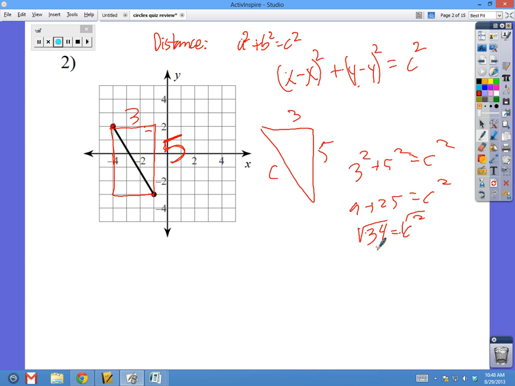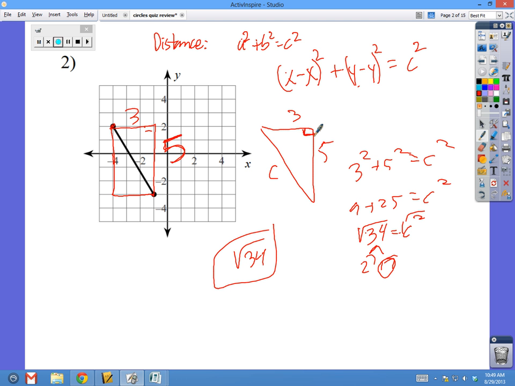Is anything going to pull out of 34? 34 is 2 and 17, and that's done and that's done. So nothing is going to come out of the square root of 34. So your answer, the distance, is the square root of 34, and it is based on Pythagorean's theorem. So at least everyone can plot points on a grid and make your own 90-degree triangle.